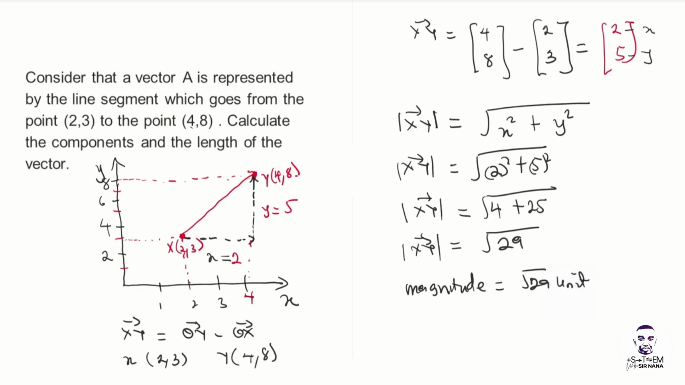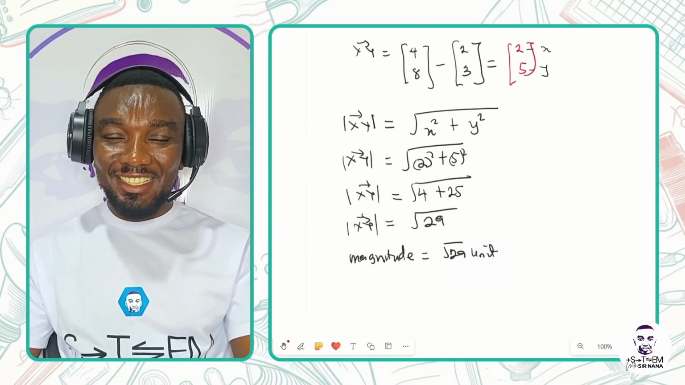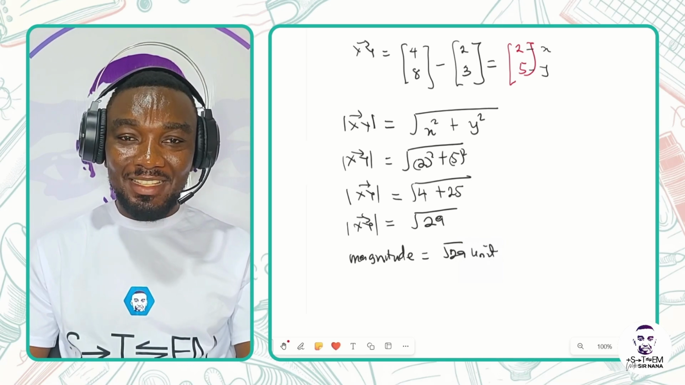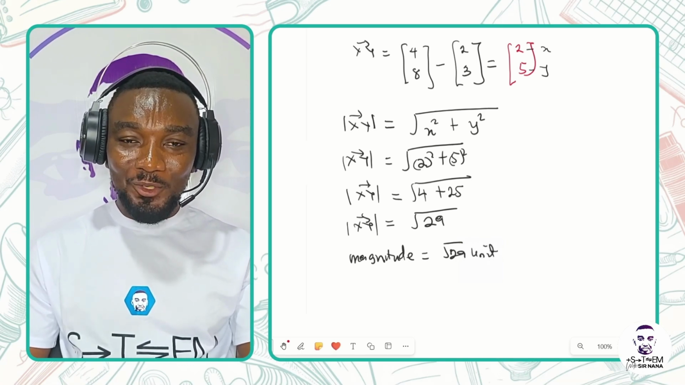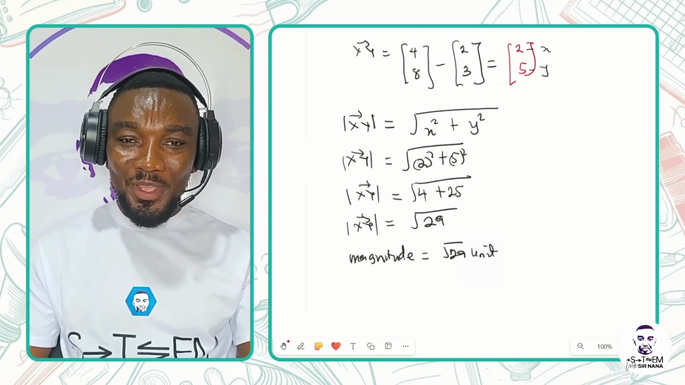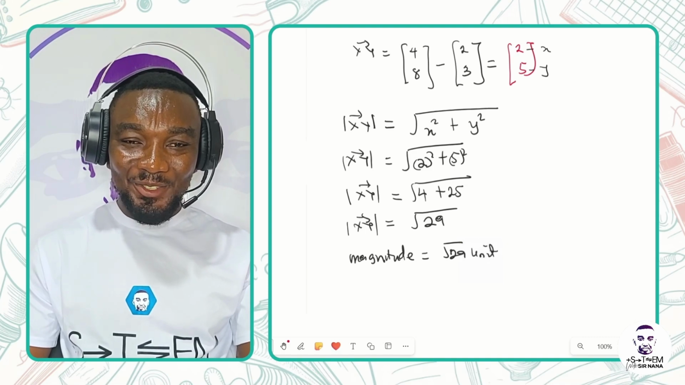So in this lesson, we have basically considered the magnitude of a vector, and we've looked at it using the Cartesian plane, where we've considered the question and gone through it to be able to determine how we can find the magnitude of a vector.